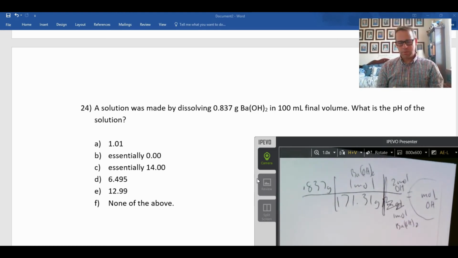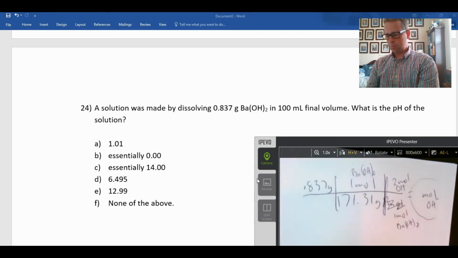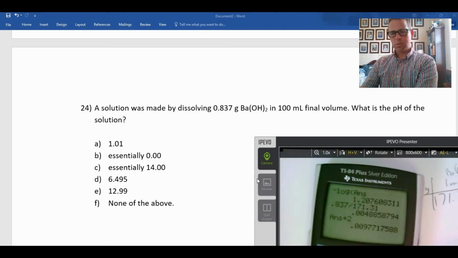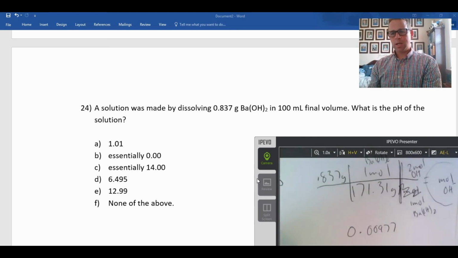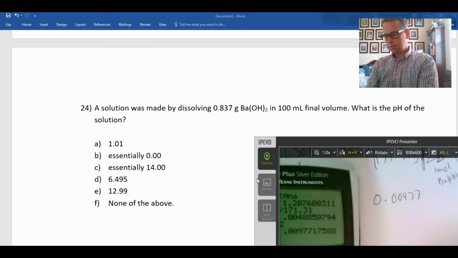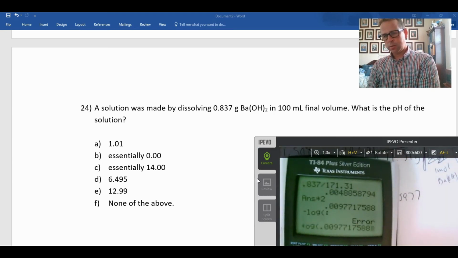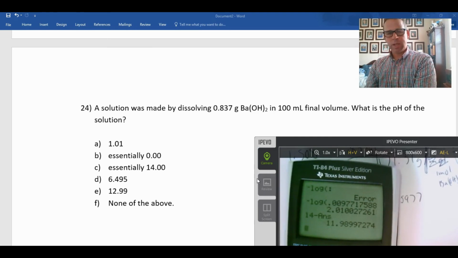So, our 0.837 divided by 171.31 times 2, that gives us how many moles of hydroxide ion? 0.00977. All right, and that's that many moles of hydroxide ion. I can take the negative log of that, and that will be my pOH. And so 14 minus that, 11.98.